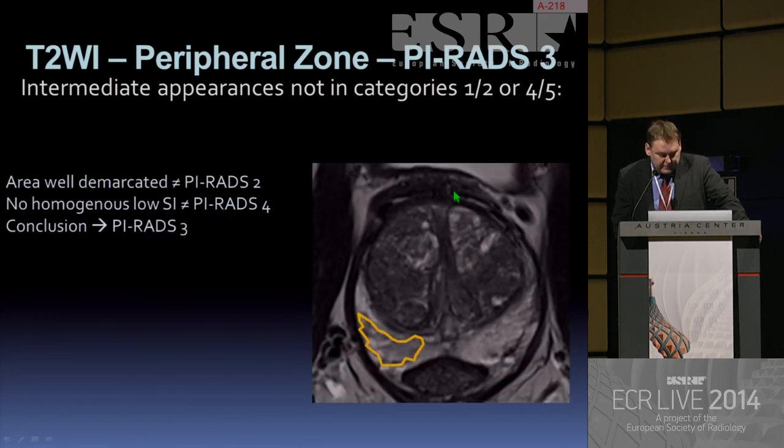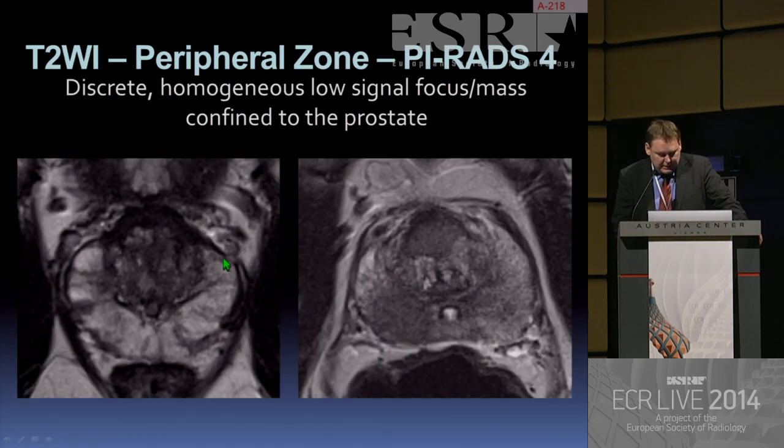This is another example, an area which is well demarcated in the right dorsolateral peripheral zone. No homogeneous low signal intensity. It is probably not PI-RADS 4. Conclusion: it's between 2 and 4, so it's PI-RADS 3. But it's much more important maybe to talk about PI-RADS 4 and 5.